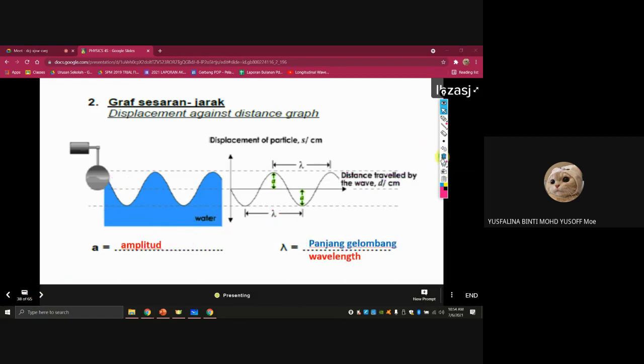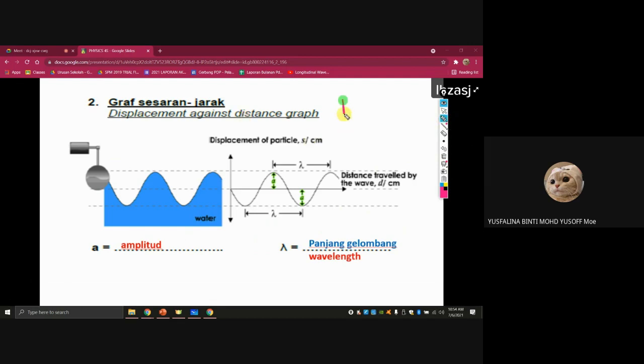Okay. All right. So just now we learned displacement against time. The next part we learn is displacement against distance. So what's the info that you can get from displacement against distance? So let's say I draw a graph like this. And this is displacement. And this is distance, and the unit is in cm. So displacement against distance.